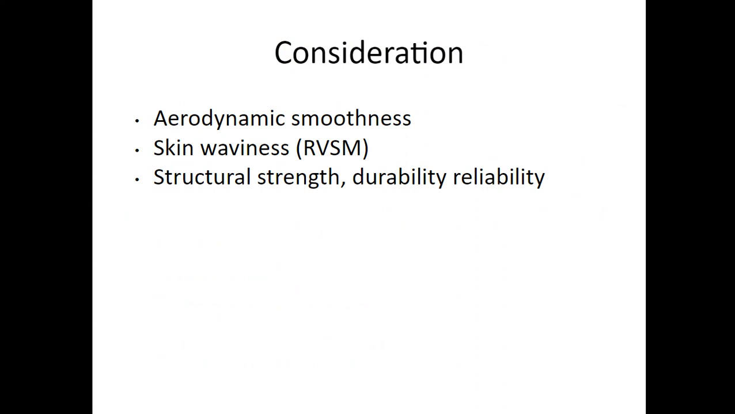So you will be able to fly with the RVSM. You will be able to fly within 1,000 feet from each other. If you do not have the RVSM, then you have the penalty of not being able to fly in that kind of mode. And then also the most important thing is strength, durability, and reliability. Obviously you have to look at whether the damage will impact the strength of the structure.